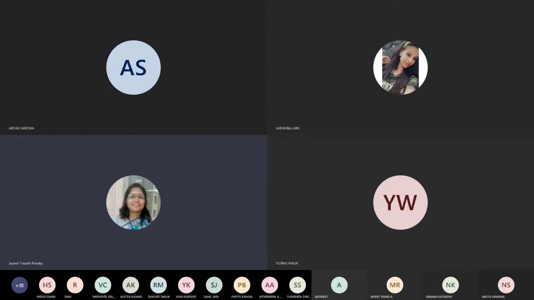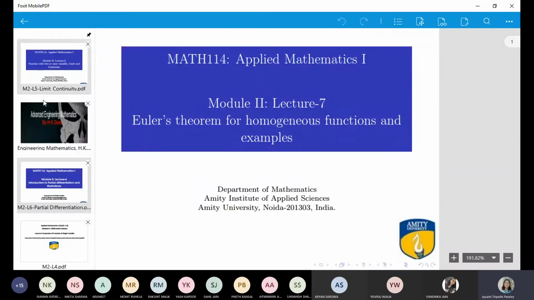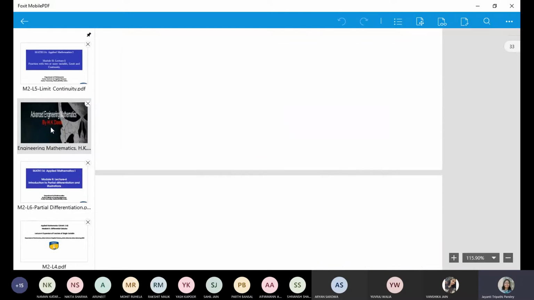So we are shifting. I'll take one more question of the partial and then we will shift to the next theorem. So I'm sharing the screen. Just let me know if you are able to see this or not. Is it visible?